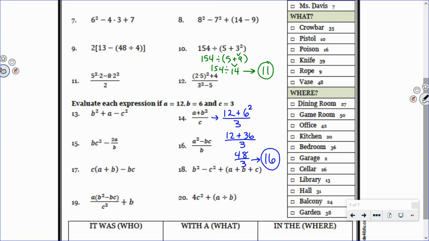Now, before you divide, it's almost as if there should be parentheses so that you simplify either the numerator or denominator in both. In this case, we have to simplify the numerator. 12 plus 36 is 48. And finally, 48 divided by 3 is 16.